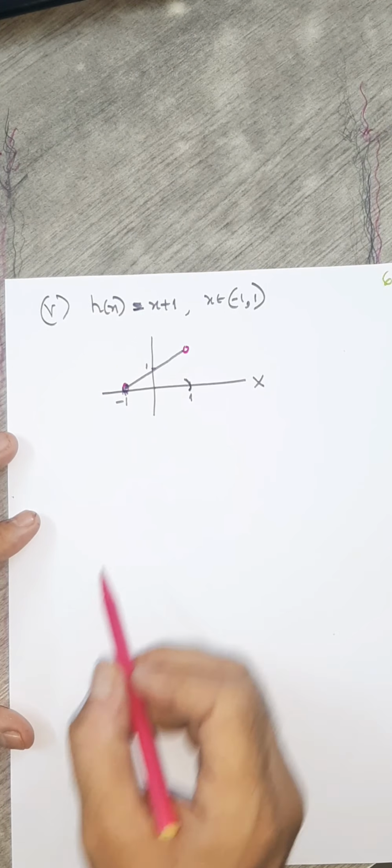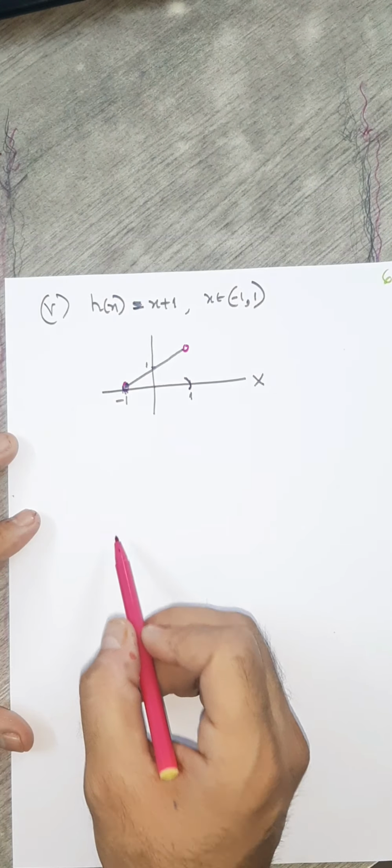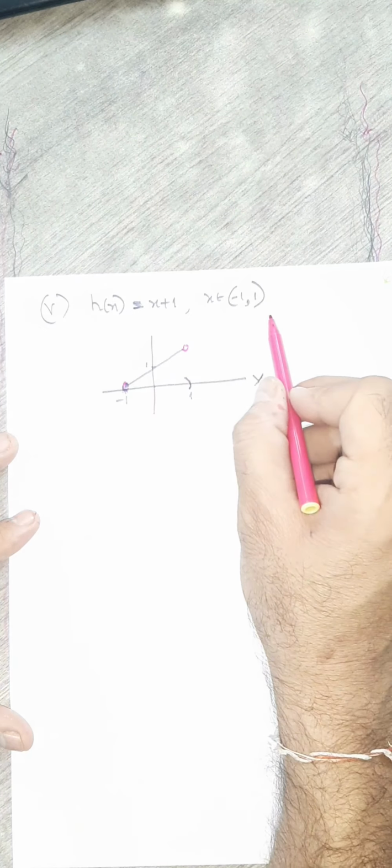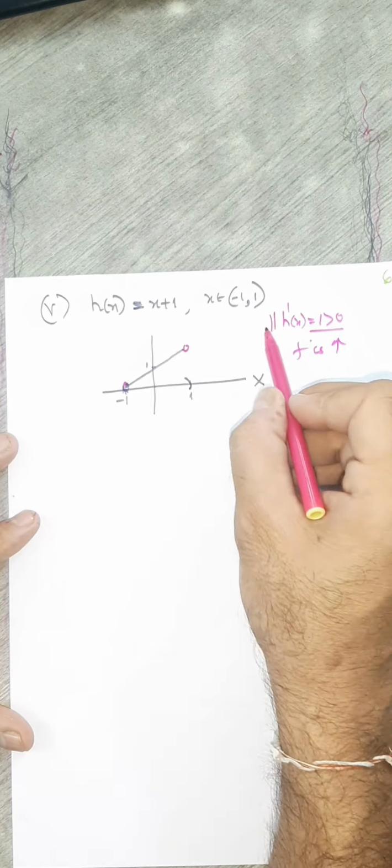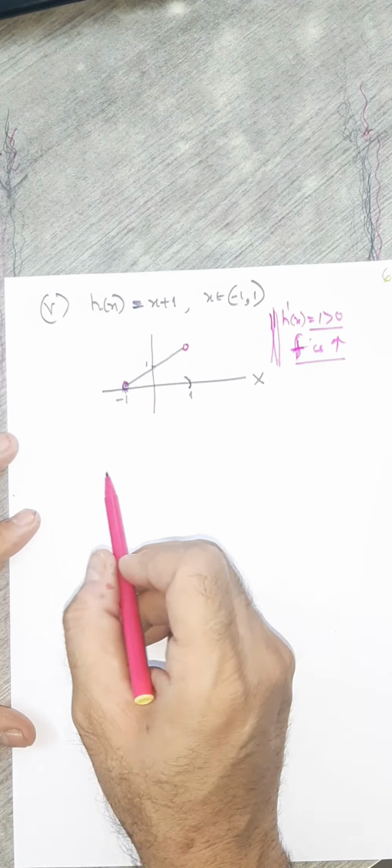Got it? It goes up, it has no turning point. You can see that its derivative is positive. So that means your derivative is 1, which is positive. That means f is an increasing function. You know this, right? It will not have any turning point. The graph goes up only. So it's like this.